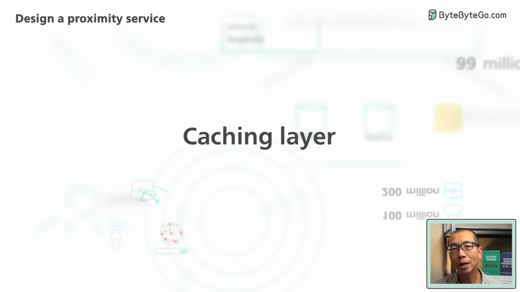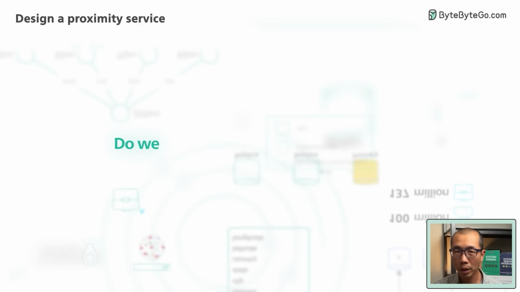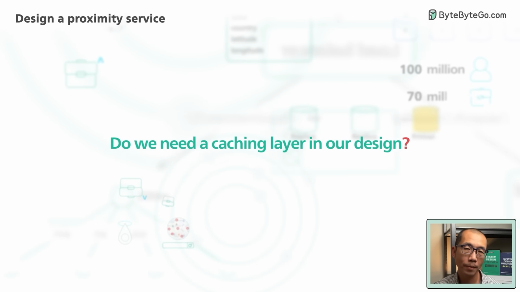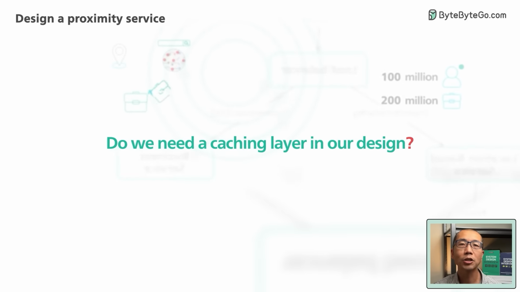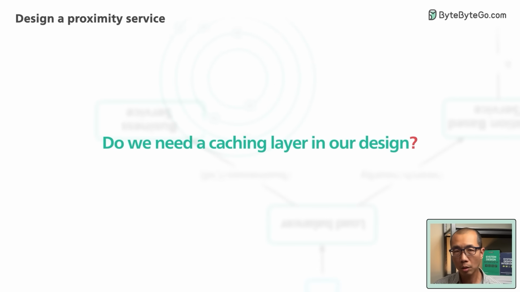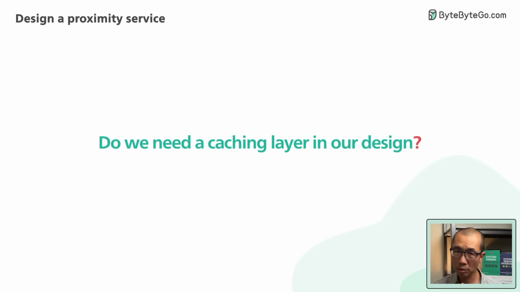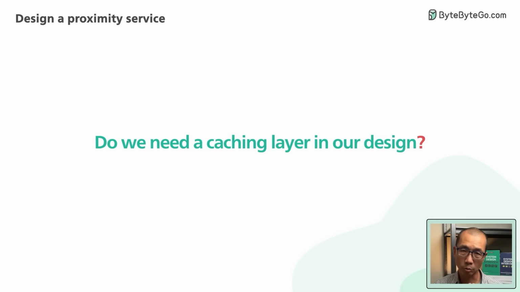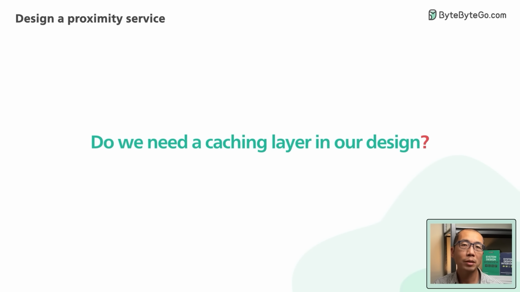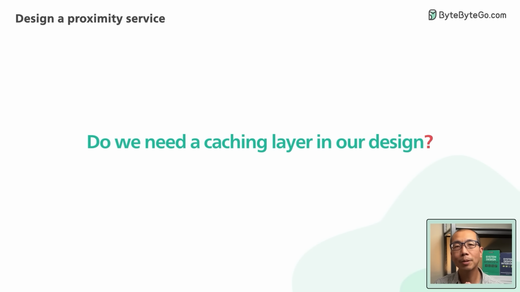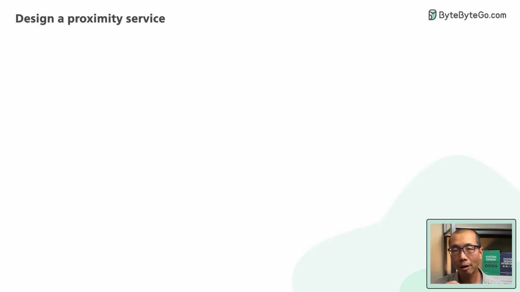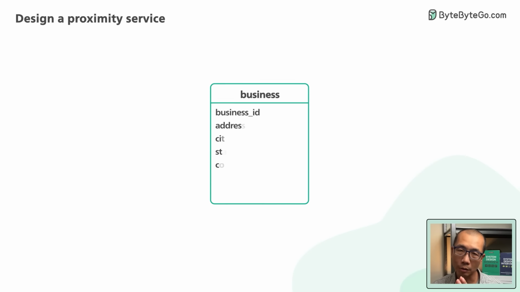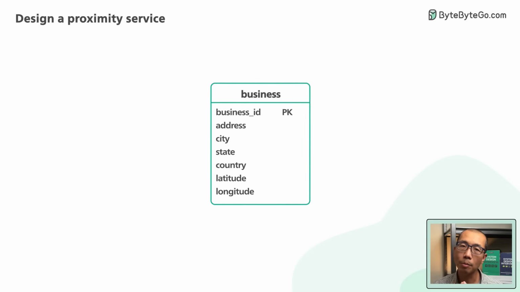The last point we would like to touch on is caching. Do we need a caching layer in a design? It is not obvious if caching is a win. Our workload is read heavy, and the geospatial dataset is small. As we just discussed above, if read performance is the bottleneck, we can add read replicas to help. However, there's another dataset in our design. It is the business table.